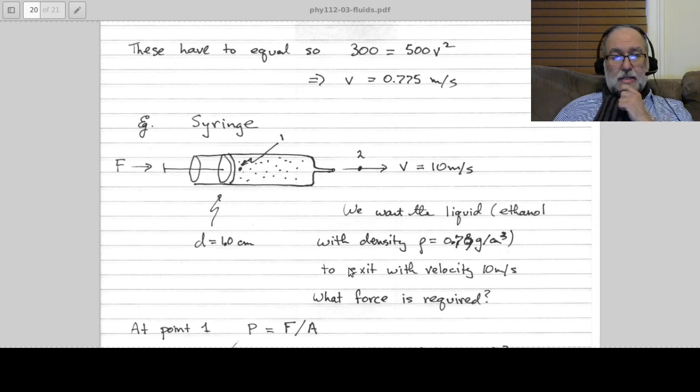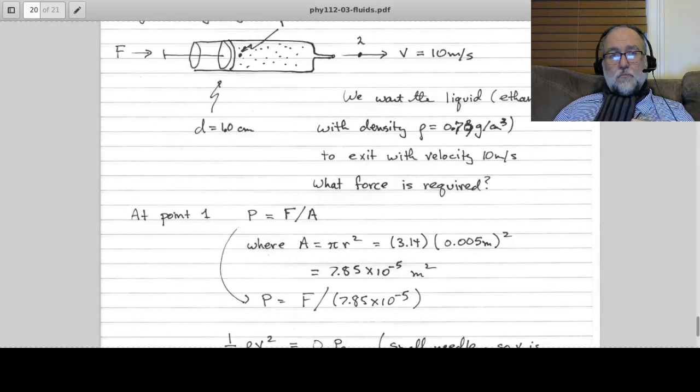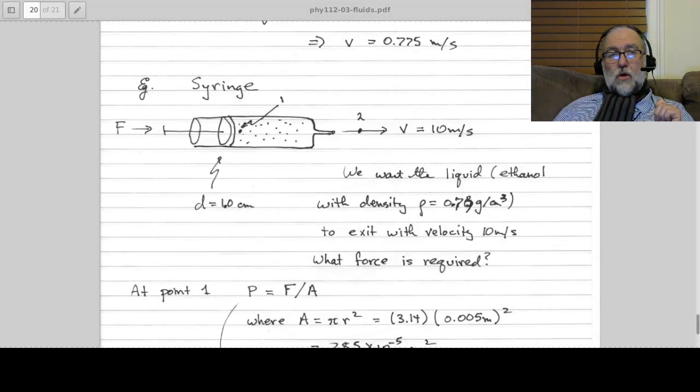And it's going to exit with a velocity of 10 meters per second. Now I want to know, how much force do I need to squeeze to get that fluid to flow out at that speed? At point number one, I didn't give you the pressure. Oh, I didn't say where point number one was. So the two points, you get to choose where they are, but choose wisely. One point is obviously in the fluid stream for the same reasons as above, because that's where we have all the knowns.